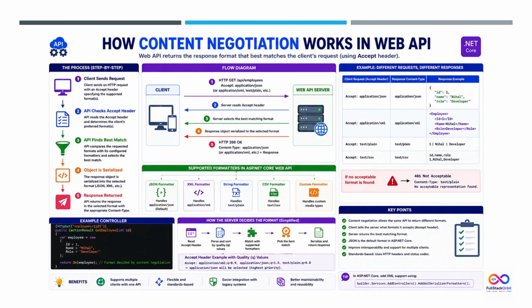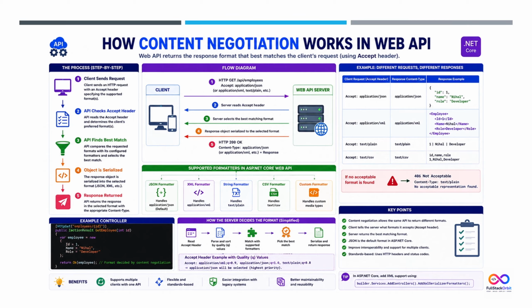In step 1, client sends a request. The process starts when the client sends an HTTP request to the web API. Along with the request, the client includes an accept header. The accept header tells the server which response format the client prefers. For example, accept colon application slash JSON for the JSON response and application slash XML for the XML response. This is the first step in content negotiation.